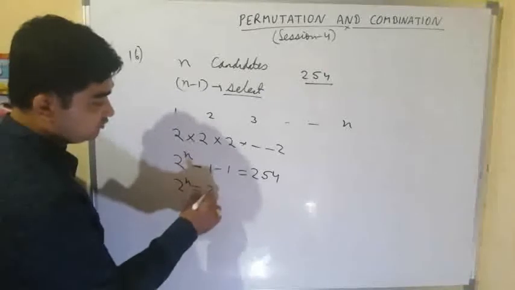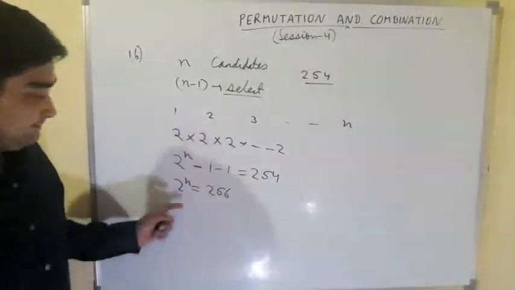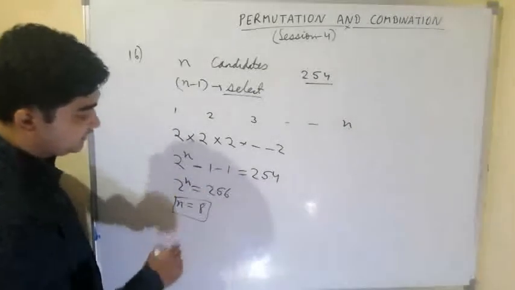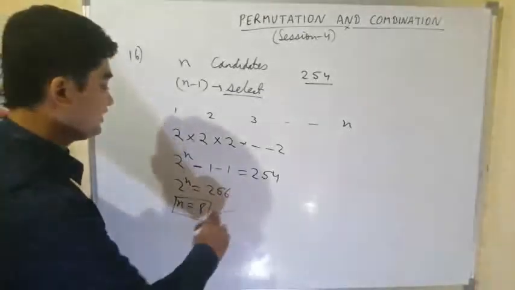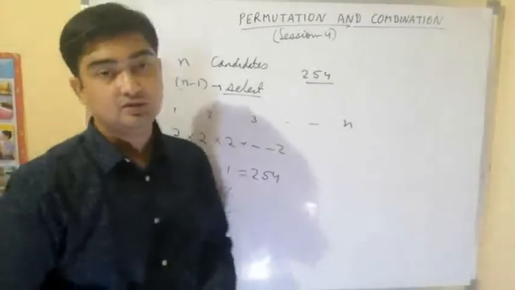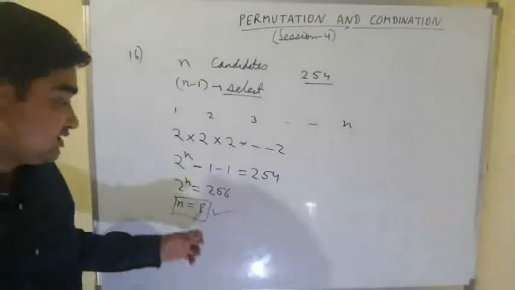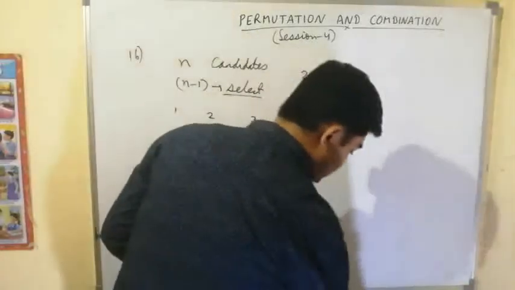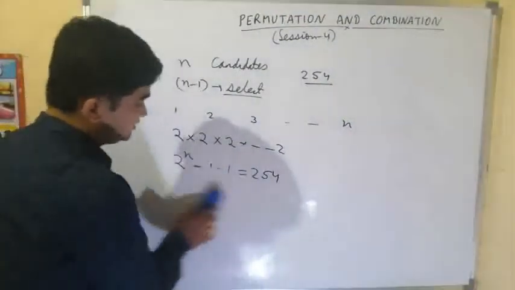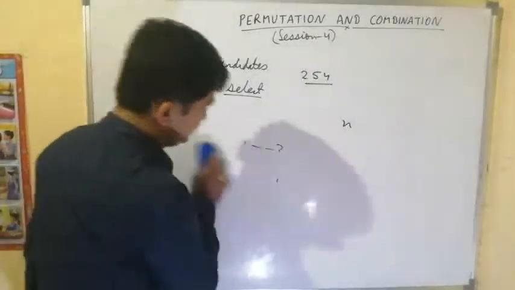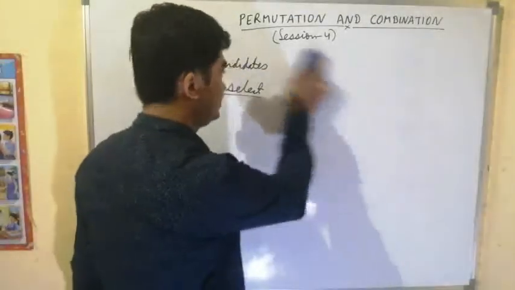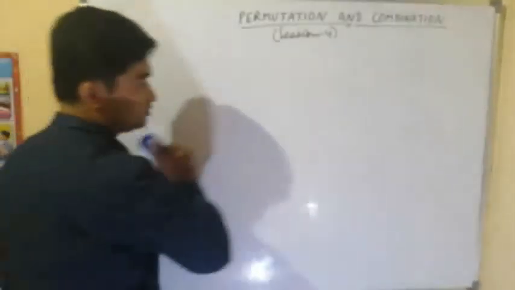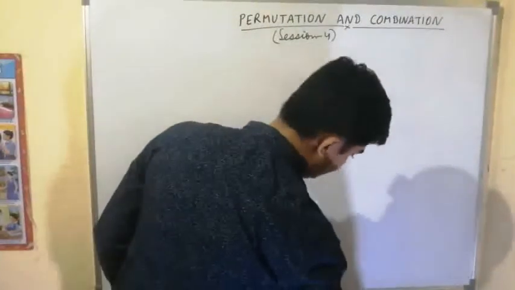So 2 power n minus 2 equals 254, which means 2 power n becomes 256. Clearly n is equal to 8, because 2 power 8 is 256. So there are n candidates in that election, and we have to select 7. The answer is 8, the number of candidates. That is the difference between this election and normal elections: the number of votes we can cast depends on the number of candidates to be elected. So the answer was 8.